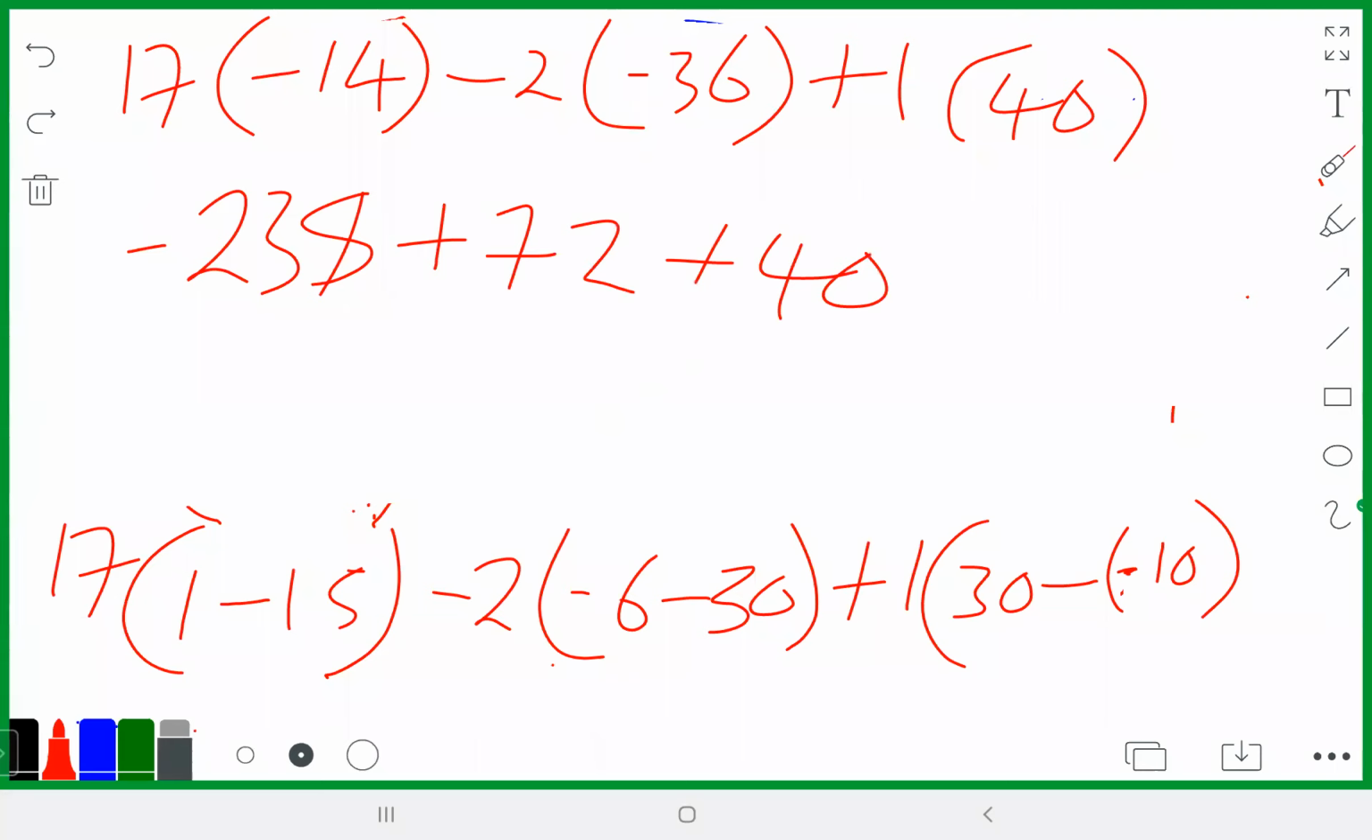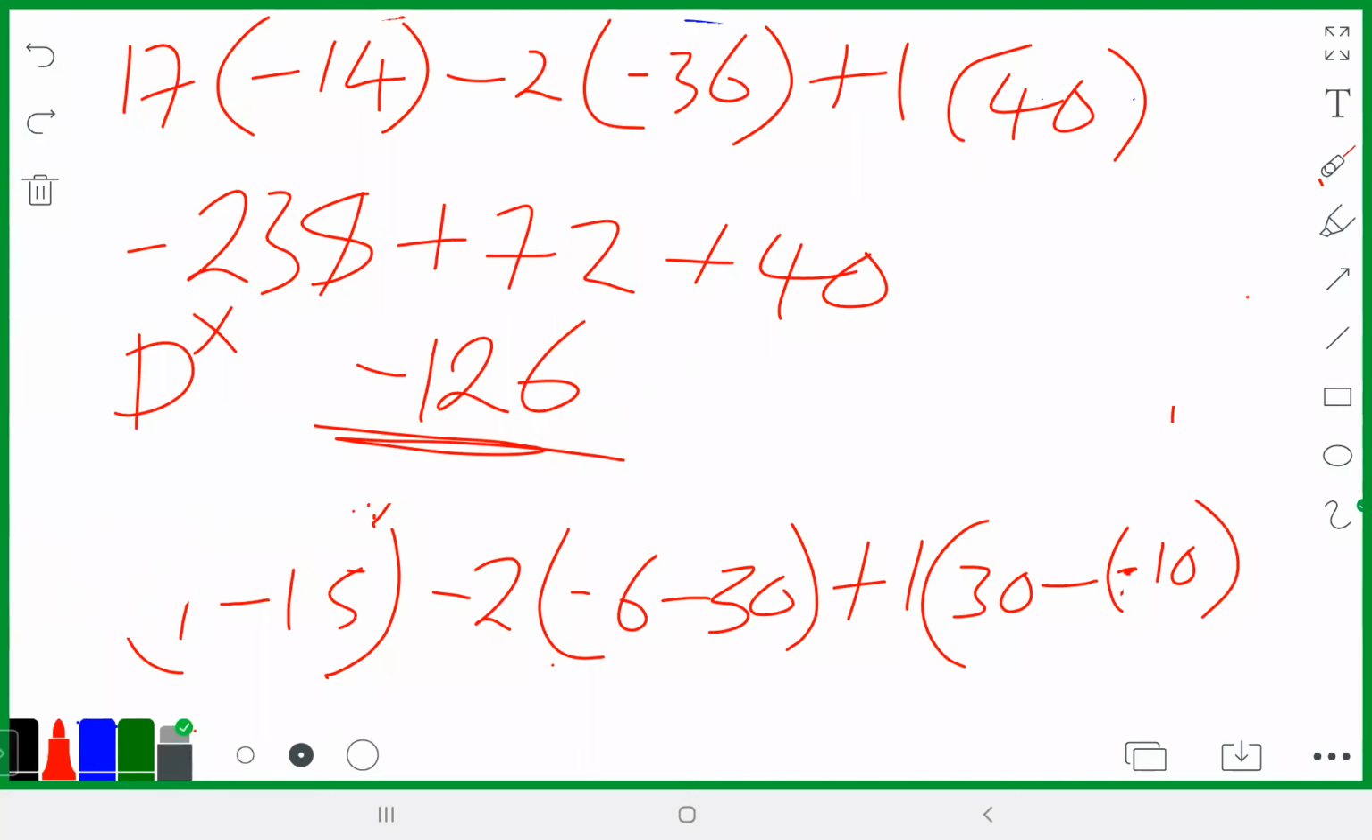When you command your calculator, what do you get? -238 plus 72 plus 40. We find -126, right? -126 is the determinant of what? Of x. Is that clear? Yes, sir.